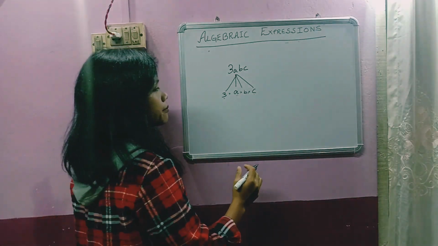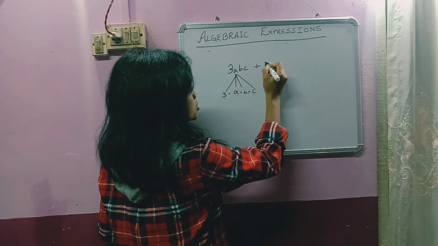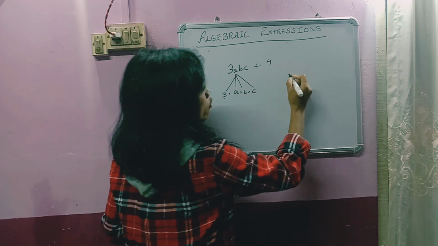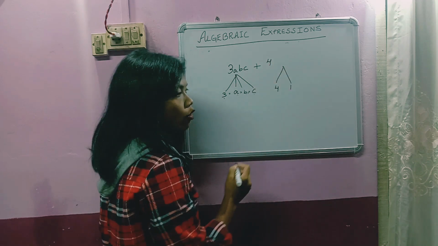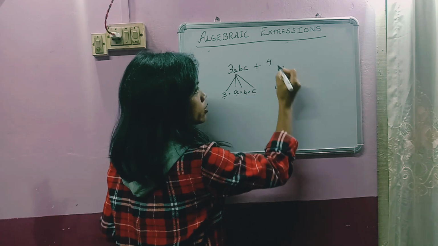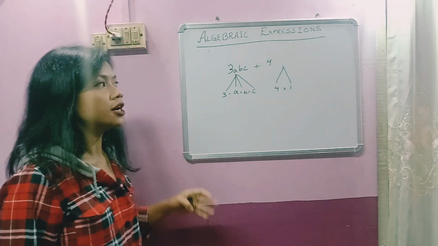Now another example I may give you. Suppose here it's 3ABC plus 4. This 4 means 4 multiplied with 1 will give you 4, which means 4 into 1 will give you 4. So 4 and 1 are known as the factors.